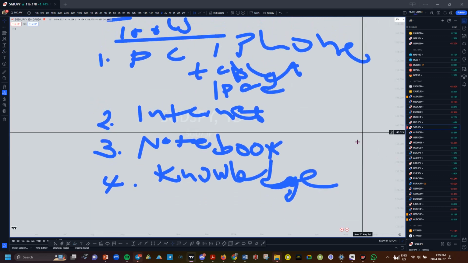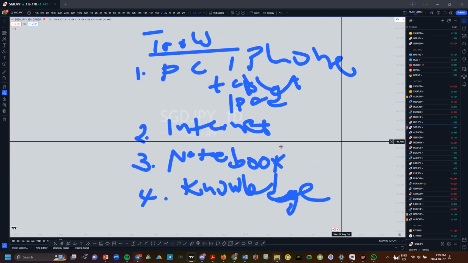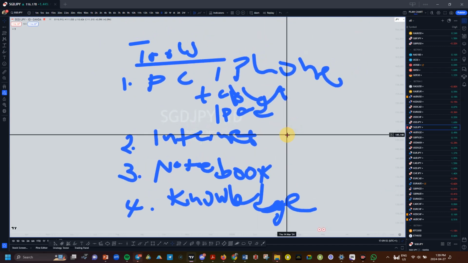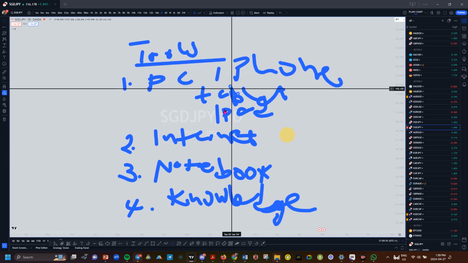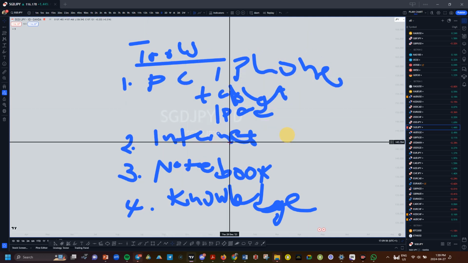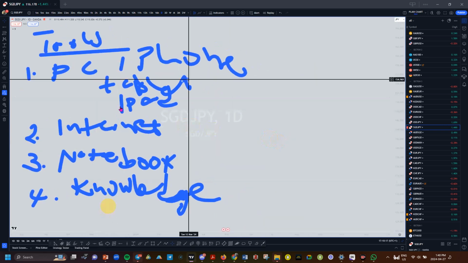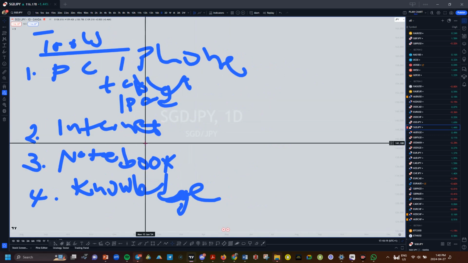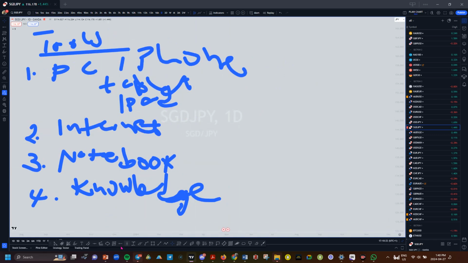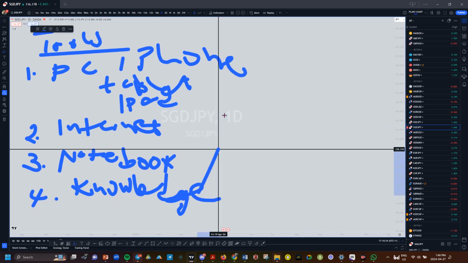So if you have these four things, these are the actual things that you need to start trading. You have a PC, internet connection, and a notebook to write notes, and knowledge. So then with these things you can start learning. If you have these things and you can start learning, then where can you learn from? You have a notebook, you are ready to take notes, you have access to the internet and a PC or laptop. Where are some resources that you can learn from?